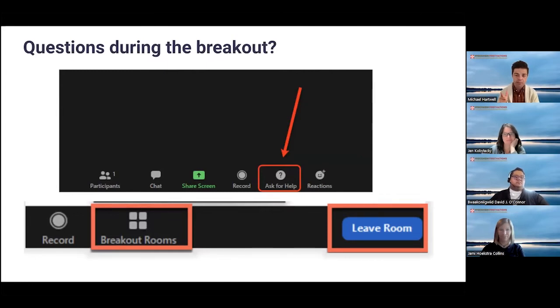I also just saw Jen pop on. Jen, do you have something to share? Yeah, I just wanted to make a quick modification to what you shared. Hello, everyone. Glad you're here. The ask for help button is when you're in the room if you're having trouble, but you and Jamie will be there too, so they can help you as well.